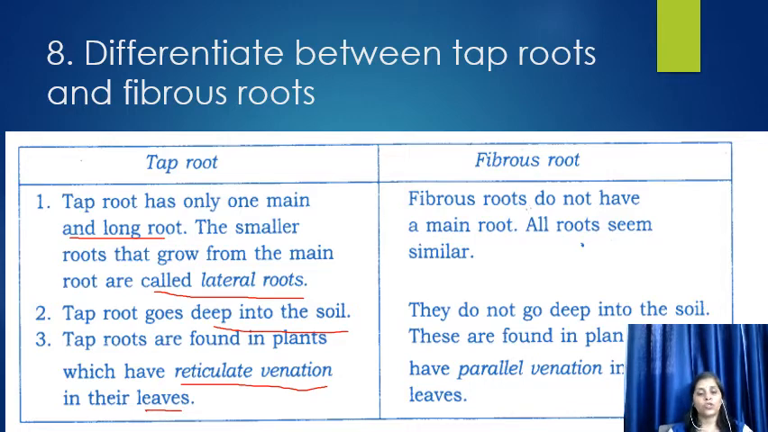Fibrous roots do not have a main root, and all roots seem similar. The major difference is, even to support it, you can draw the diagram of taproot and fibrous root to explain or to express your views in a better manner. They do not go deep into the soil. They are found in the plants which have parallel venation in the leaves.